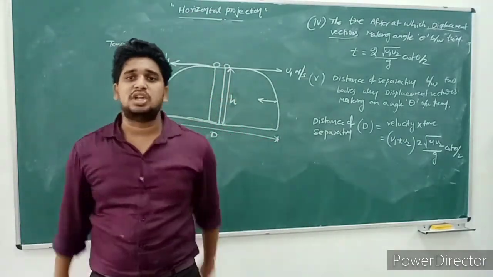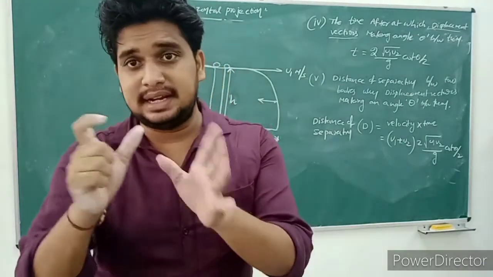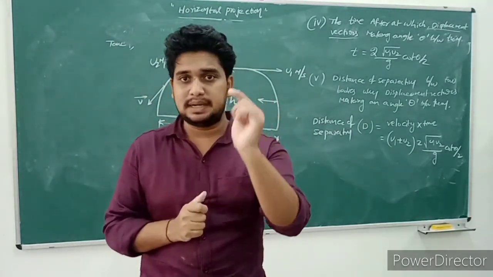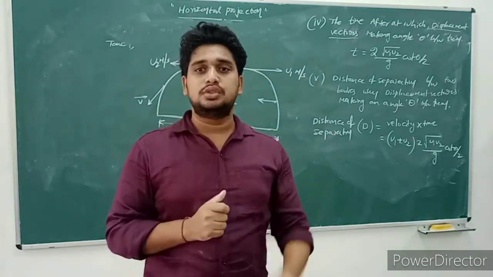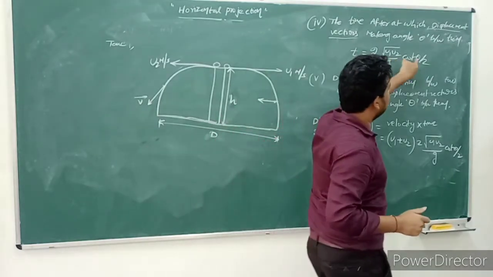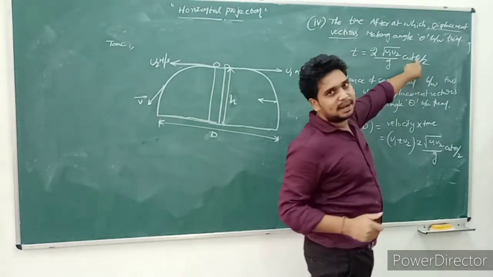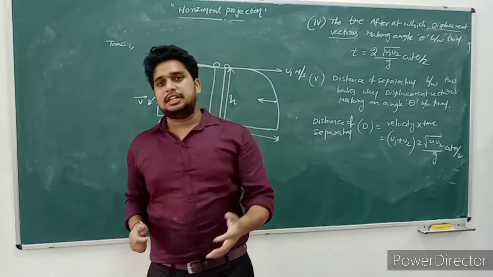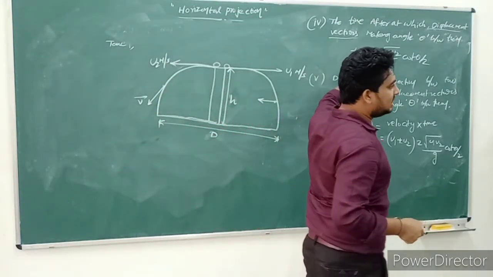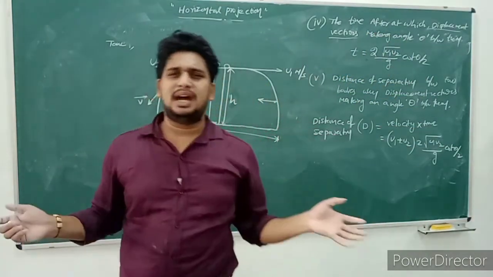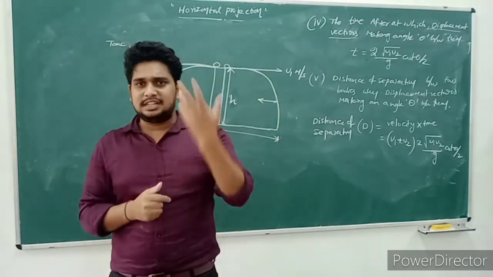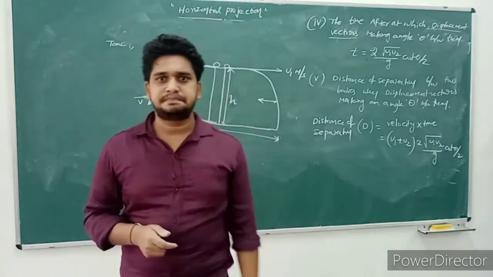Sometimes they ask when displacement vectors are perpendicular, like this in the question, so you must take theta is equal to 90 degrees. 90 means 90 by 2, 45. Cot 45 means 1. So simply we got 2 into root u1 u2 by g. So very simple. Just follow the lectures and make your notes. Just revise it. It is clearly understood.